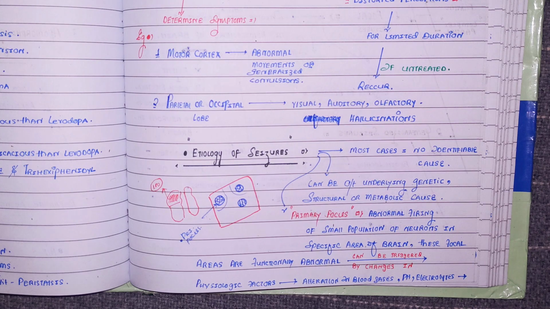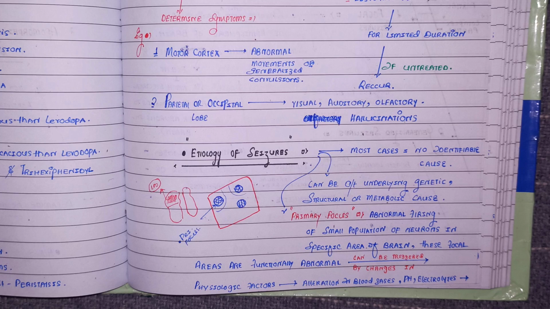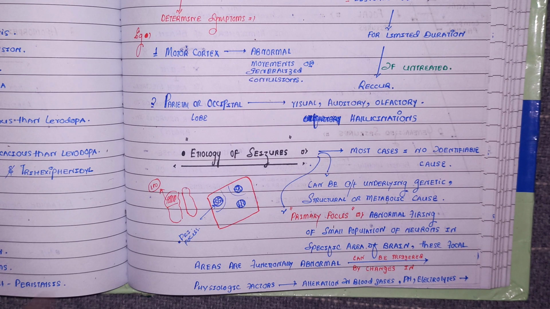They fire abnormally, leading to seizures. But you know what? They can be triggered further by changes in the physiologic factors. बहुत सारे physiologic factors की वजह से ये trigger हो सकते हैं, and they can fire very much abnormally, leading to repeated seizures, repeated episodes.